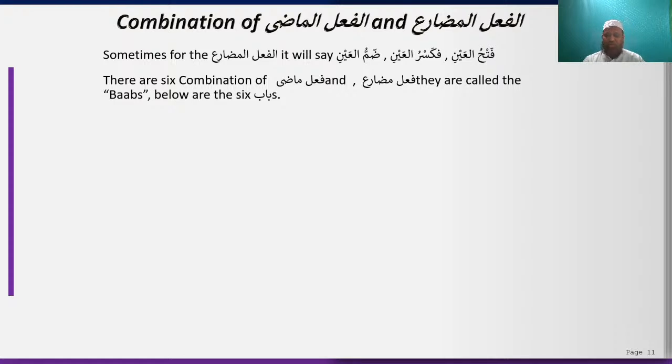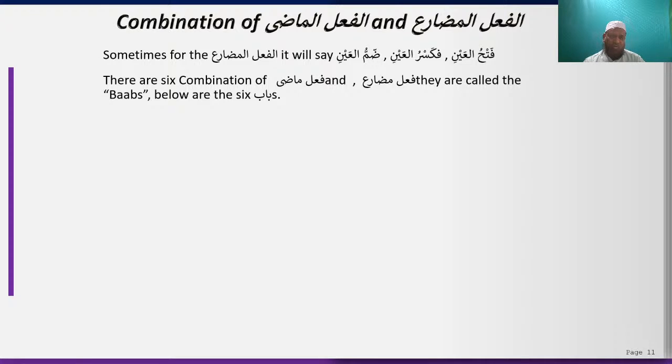But there's an easy way to remember, to know the فعل مضارع, the combination of فعل مضارع and فعل ماضي. There are 6 combinations of فعل ماضي and فعل مضارع. They are called the babs. Below are the 6 babs. If you memorize these 6 babs, all the fi'l we have will fall in one of these 6 babs.